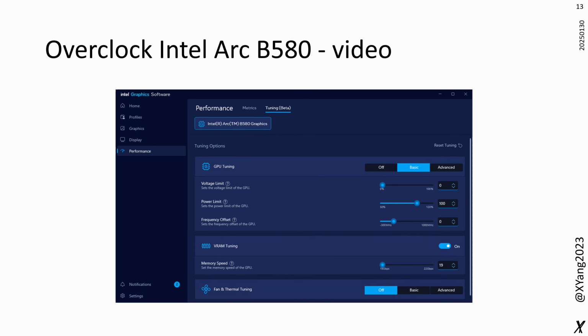Now, let's discuss my experience with overclocking. The overclocking process was quite straightforward and was done using Intel graphics software. Let's see it in action.